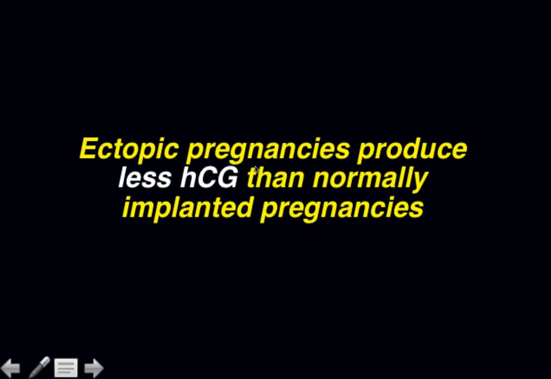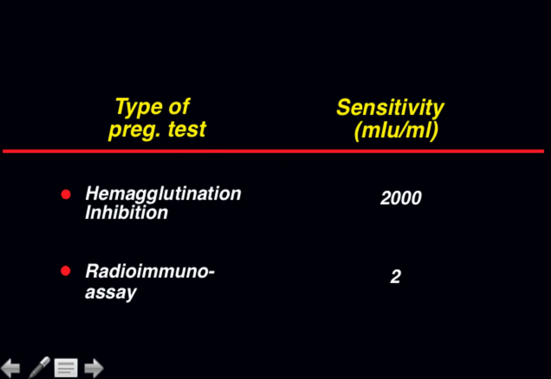Ectopic pregnancies produce less HCG than normally implanted pregnancies. We will return to this notion during the second lecture. In the era when I started evaluating patients suspected of having an ectopic pregnancy with sonography, the pregnancy test that was widely used was the hemagglutination inhibition test. However, that test could only detect 2,000 milli-international units of HCG per ml. That meant that half of the women with an ectopic pregnancy had a negative pregnancy test. This group was fundamentally impossible to deal with.